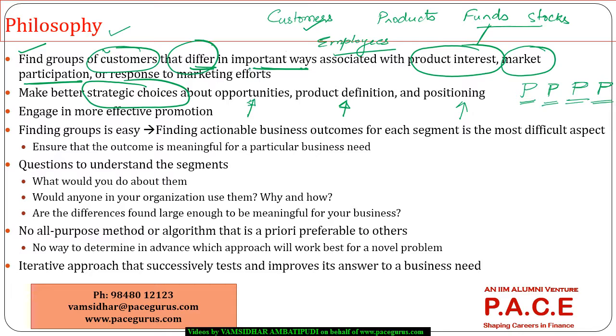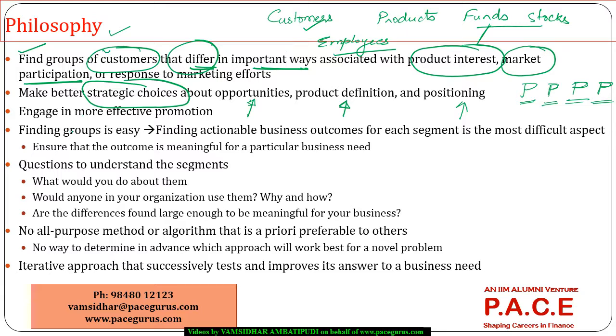The moment I am able to identify the groups which behave differently, then my task is very clear. How do I relate this particular group to my business objectives? Does this group differ with respect to the other group in any of my business aspects?